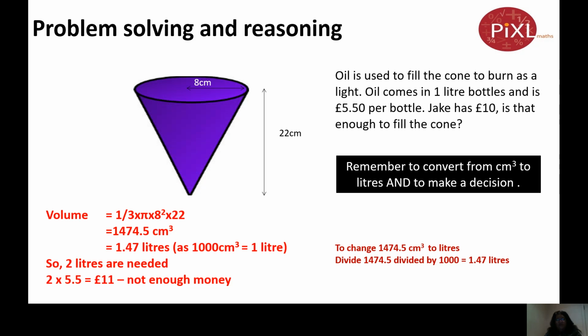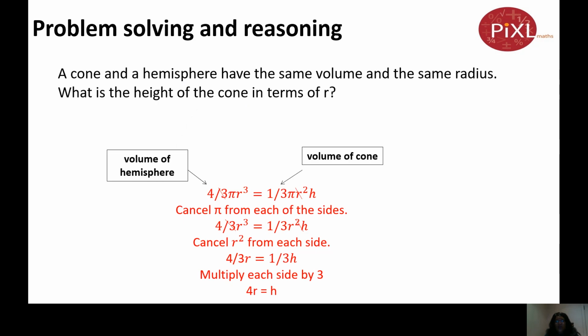So I'm leaving it for some time so that the people making their corrections can finish. Okay, we're going to move on to the last one. For this last one, we haven't been given any measurement. What we've been told is that the cone and the hemisphere have the same volume and the same radius, and we should find the height of the cone in terms of r.